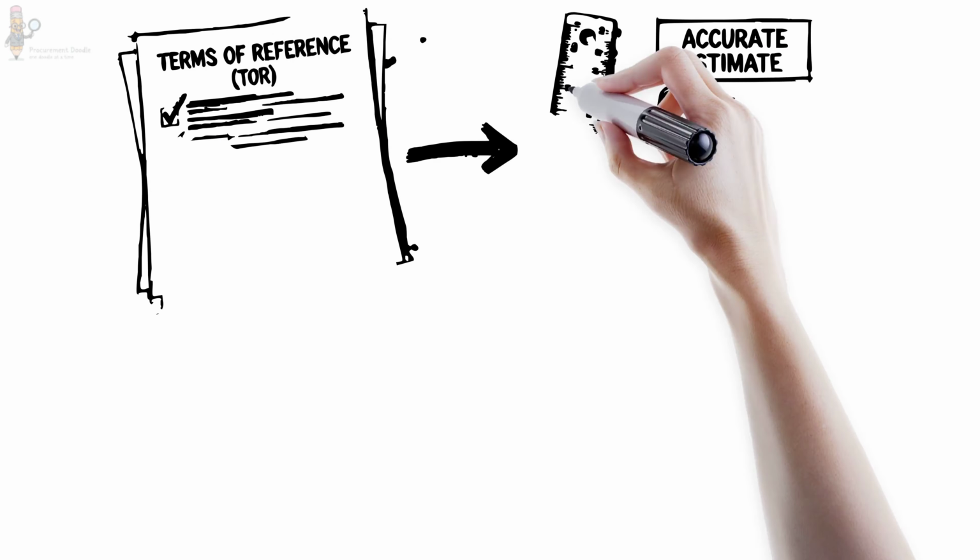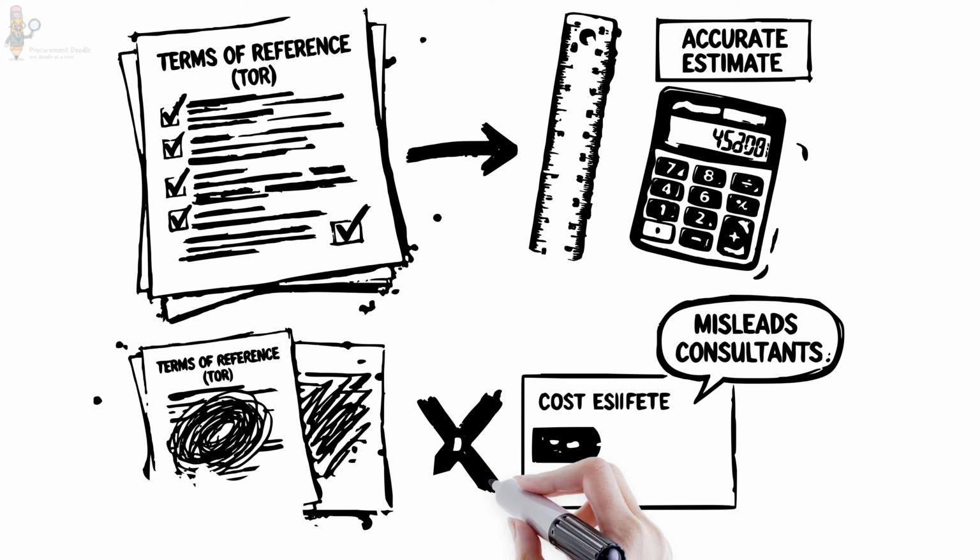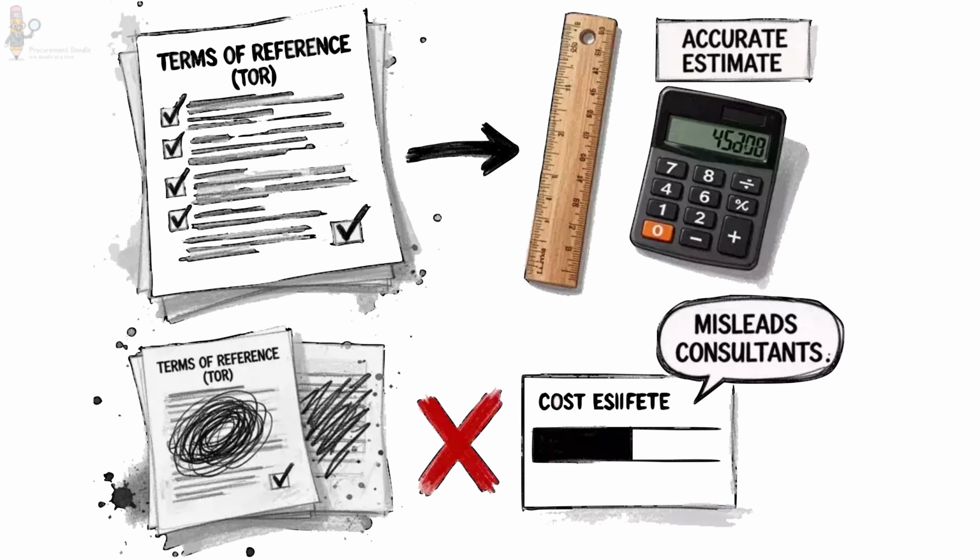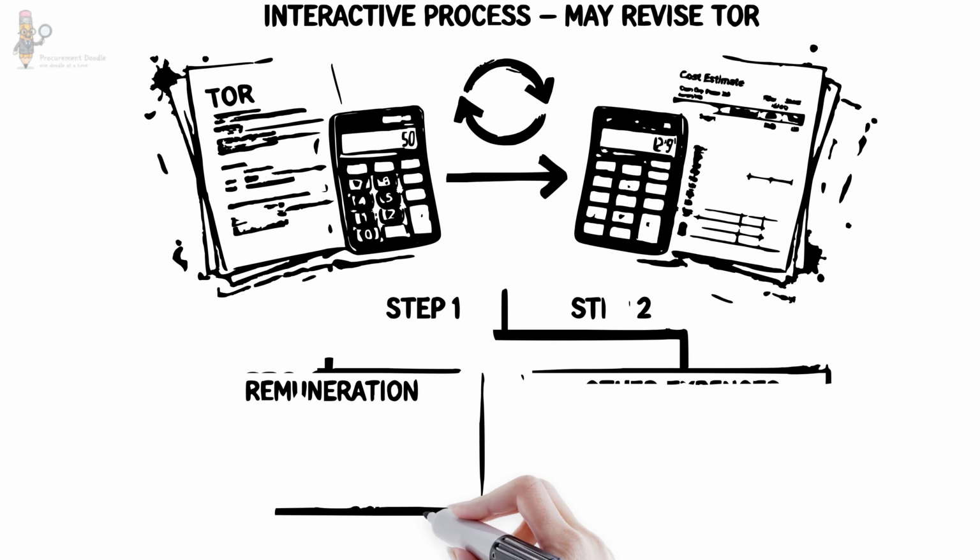The cost estimate is based on the terms of reference. The more detailed your TOR, the more accurate your estimate. A mismatch between the cost estimate and the TOR misleads consultants. So preparing the estimate is an interactive process. It may even lead to revising the TOR.